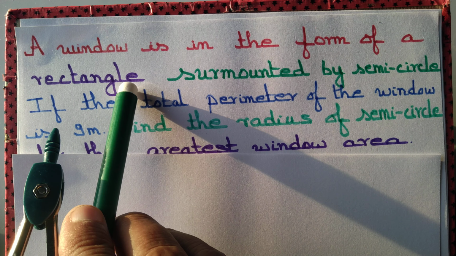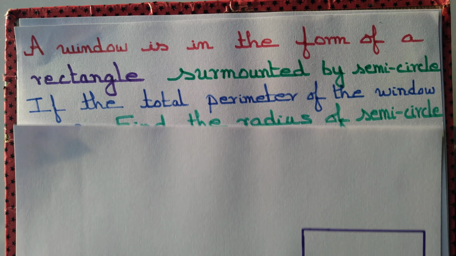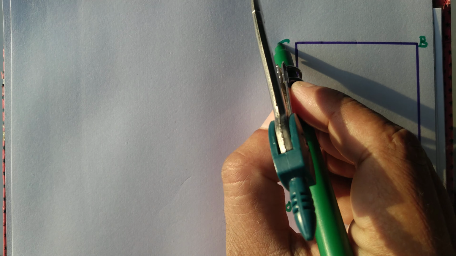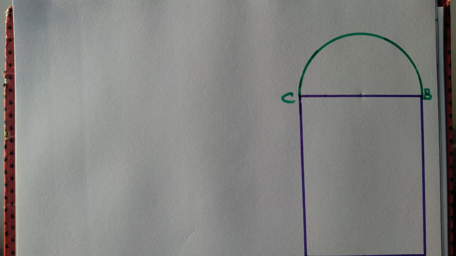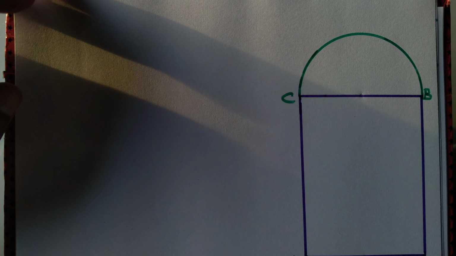Let's draw the rectangle that forms the part of the window. And we did draw the rectangle. Now we want to surmount a semicircle above this rectangle. Let OA, BC be the rectangle. So we should draw a semicircle with diameter being BC. Let's draw the semicircle. And we did draw a semicircle.